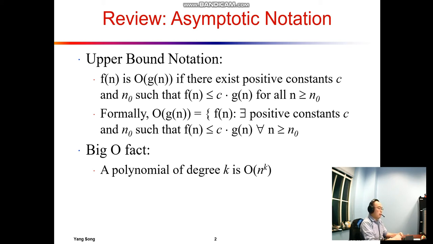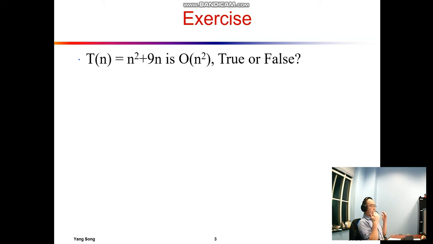The quick rule we usually use is: if we have a polynomial of degree k for the given f(n), we just grab the highest degree of the polynomial, and then we can say that is big O of n to the power k. Let's see this exercise. If we have T(n) is n squared plus 9n, and we say it is O(n squared), is that true or false? Think about that.